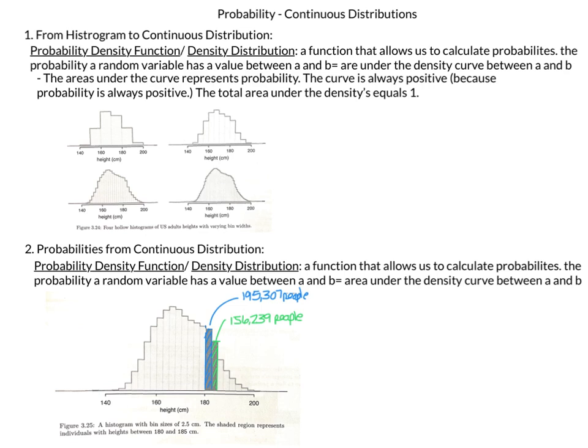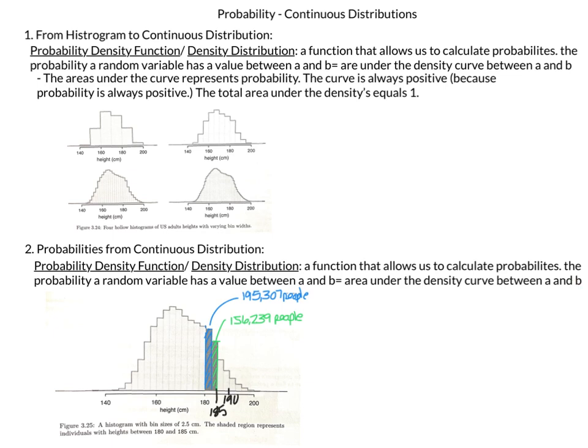Which led us to our next topic about probabilities from continuous distributions. And we call these probability density functions. So they serve the same purpose as histograms, but the idea is you've made the bins very, very small. These probability density functions are sometimes called density distributions. And it's a function that allows us to calculate probabilities. In particular, the probability a random variable has a value between A and B is equal to the area under the density curve between A and B.